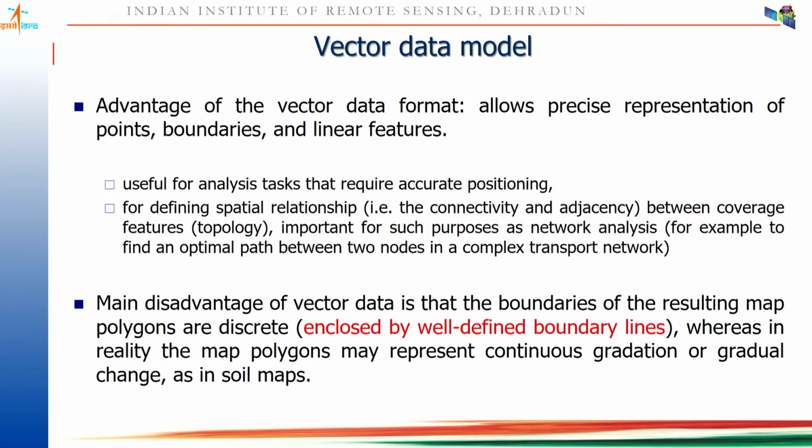And there are some advantages of each of these models, like the vector data model. It's useful for analysis tasks that require accurate positioning, for defining spatial relationships like connectivity, adjacency, continuity. These are basically topological relations you need to define when you have the vector data model. And the main limitation or disadvantage of this model is that the boundaries of the resulting map polygons are discrete. Discrete means enclosed by well-defined boundary lines.